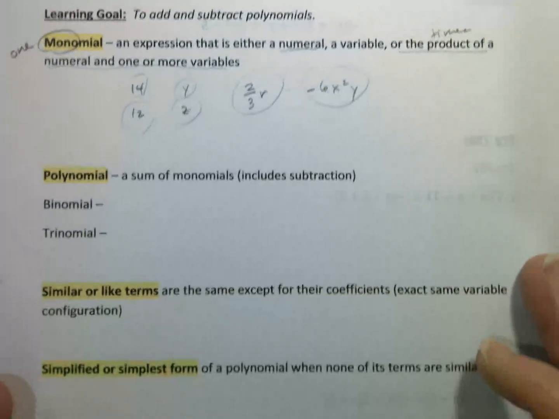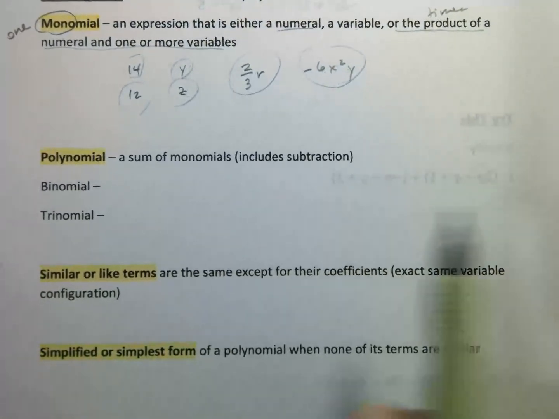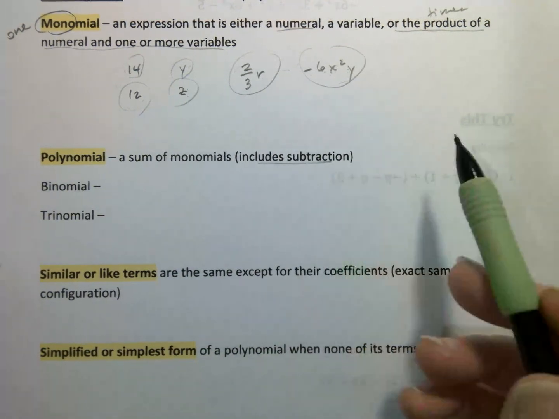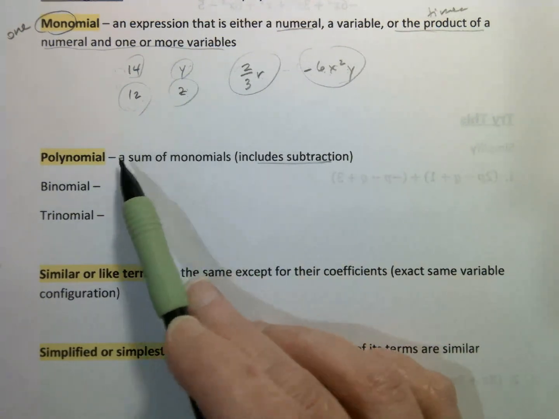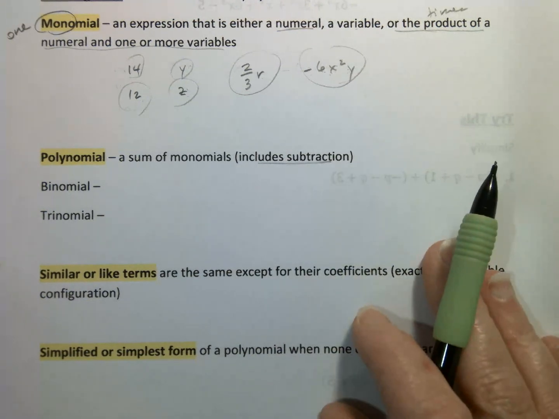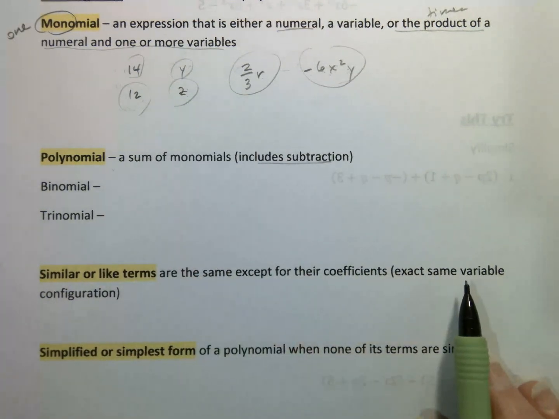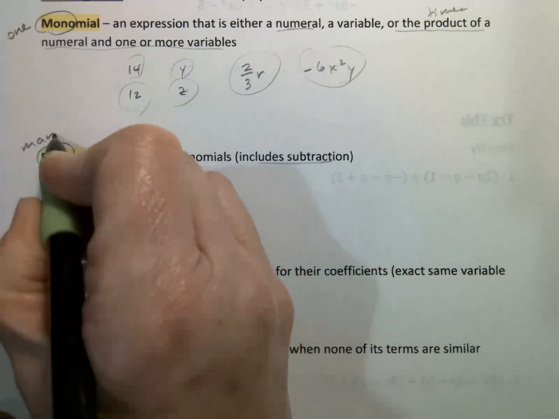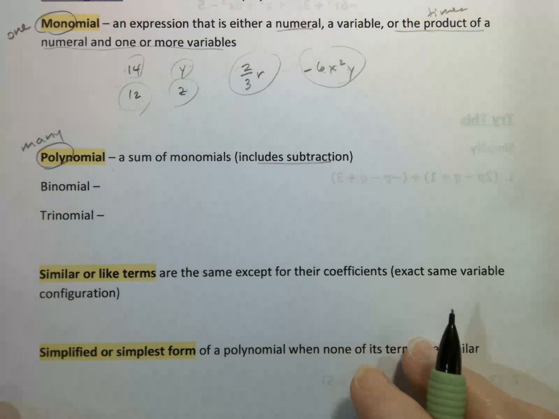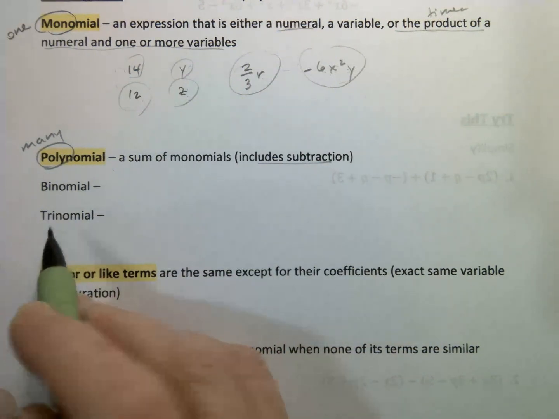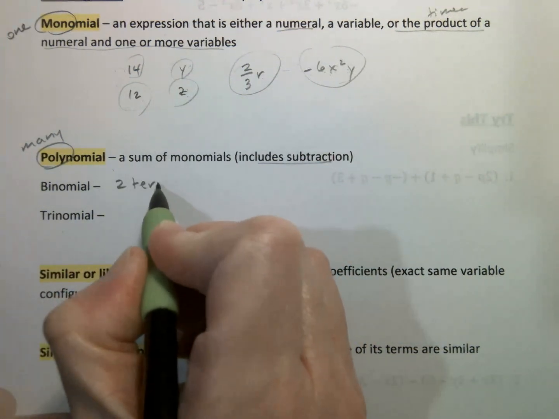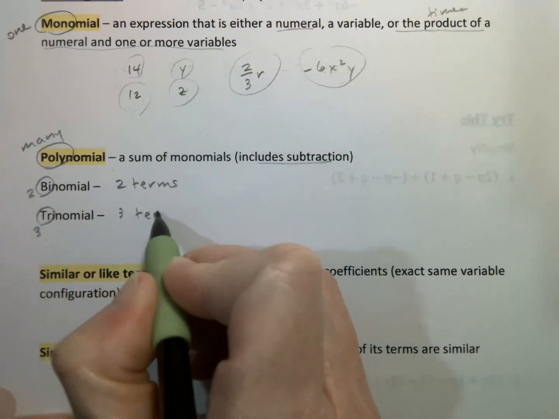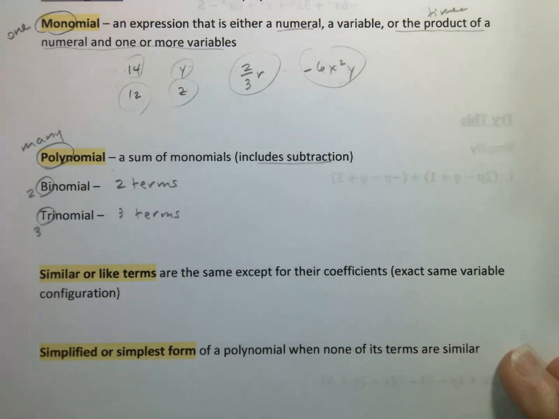Okay, a polynomial then is a sum of monomials, and that includes subtraction because subtracting is the same as adding the opposite. So when we talk about a sum, in this case, we're also talking about when we subtract. So a polynomial is a sum of monomials. Poly means many, okay, which is usually just like more than one. We have specific types. We have a binomial, which has two terms, bi meaning two. Trinomial is three terms. And then anything with more than three terms, we just call them polynomials.